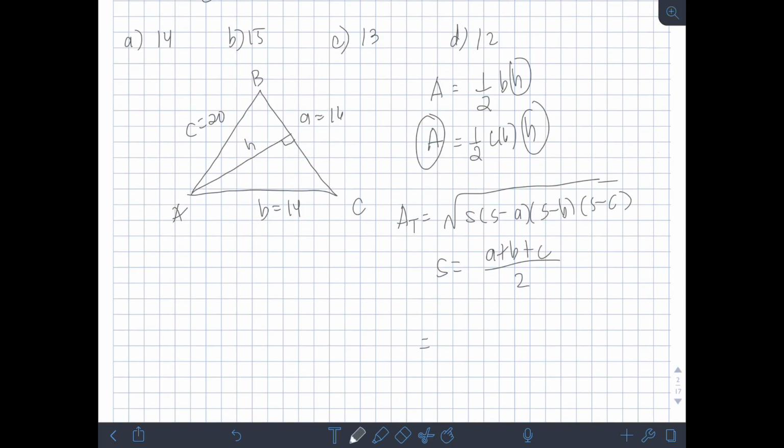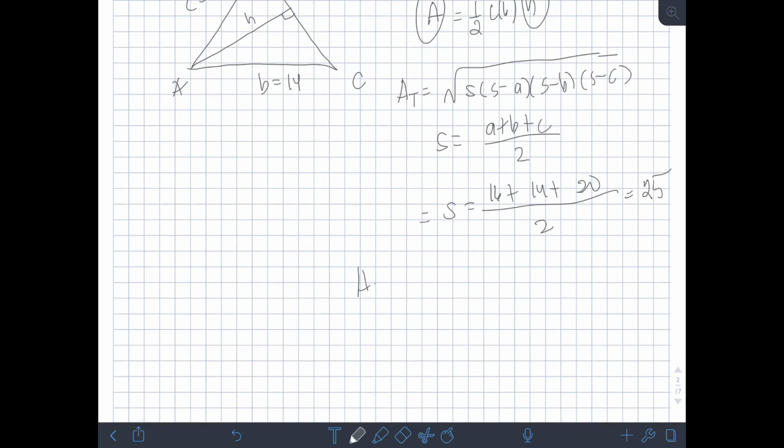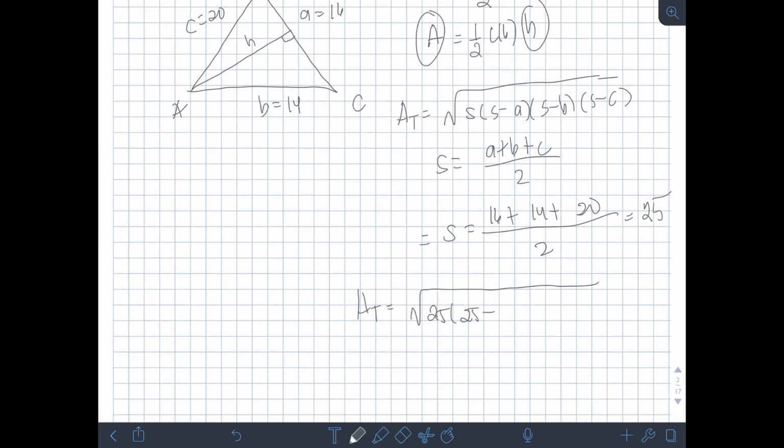So, substitute natin. S is equal to 16 plus 14 plus 20, A plus B plus C over 2. So, using calculator, it is equal to 25. So, therefore, masasolve natin si area as square root of 25 times 25 minus A is 16, 25 minus B is 14, 25 minus C is 20. So it is equal to 15 square root of 55.